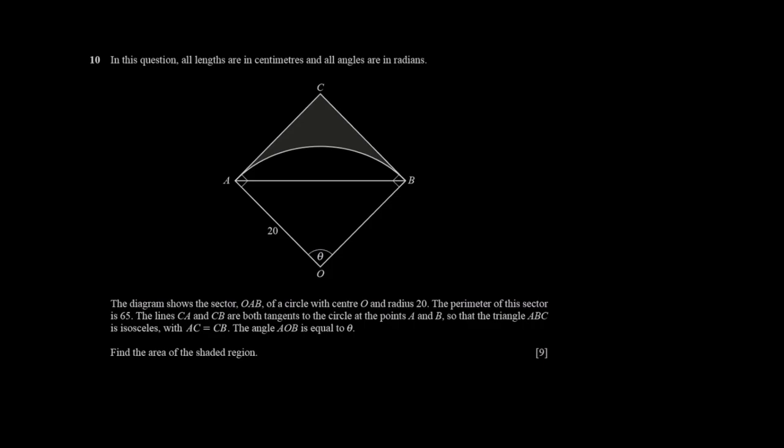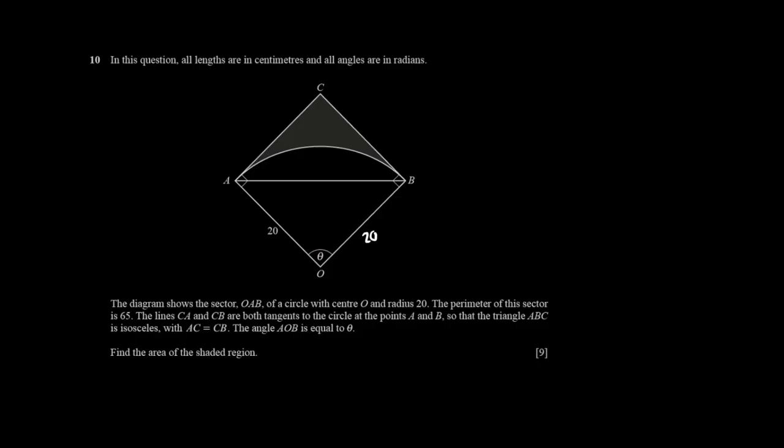Now let's try to get a handle on this question. The diagram shows the sector OAB with center O with radius 20. So that means that also this length here is going to be 20, isn't it? So we label that on. The perimeter of this sector is 65. So that perimeter there is going to be 65.